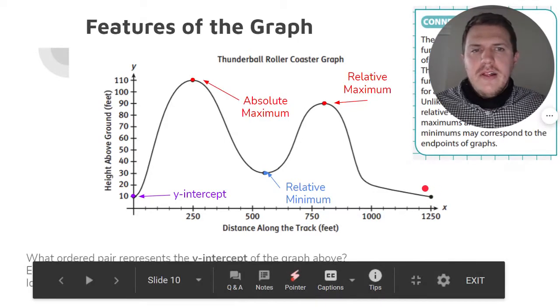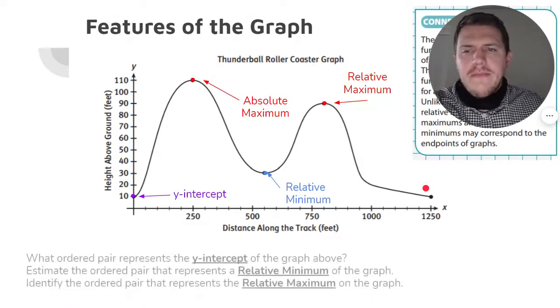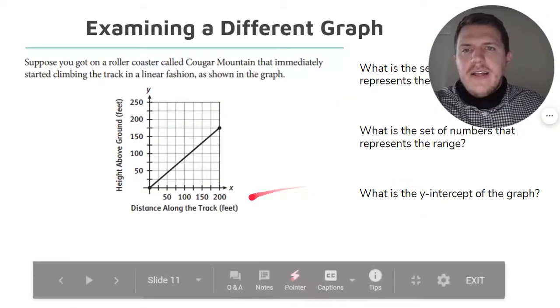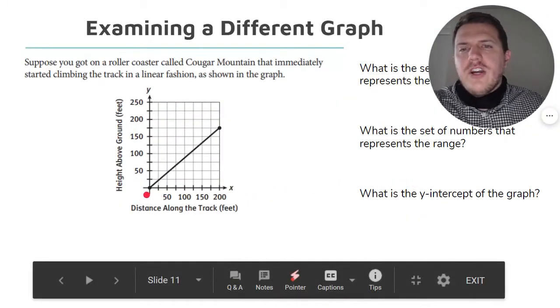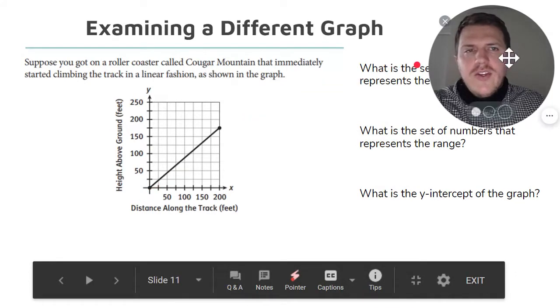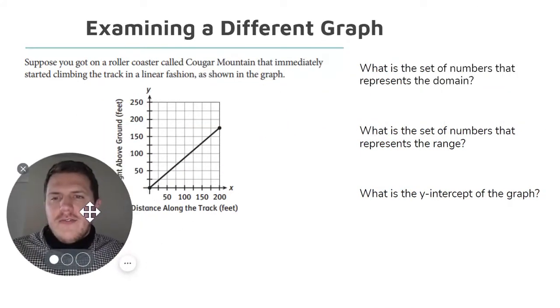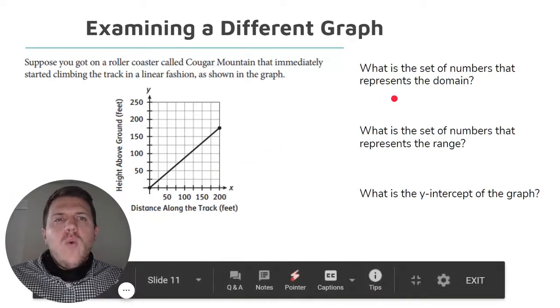Looking at another graph. Let's say we simplify this and, instead of a curve, we have a straight line here. I'm going to move myself down here so we can see this question: what is the set of numbers that represents the domain?